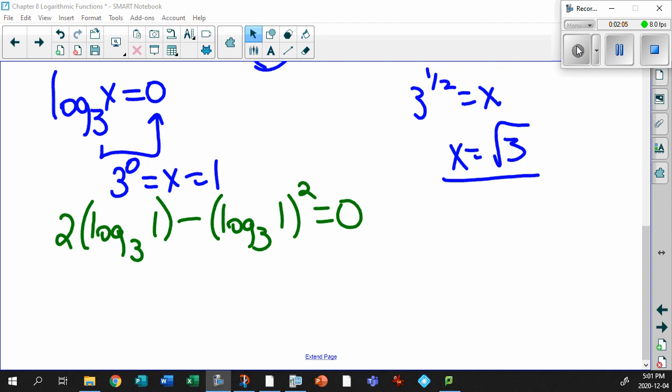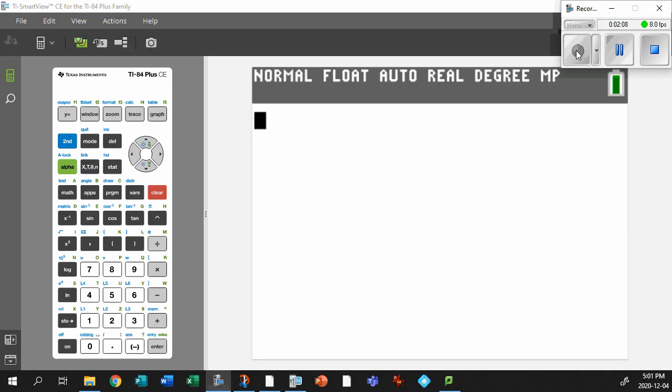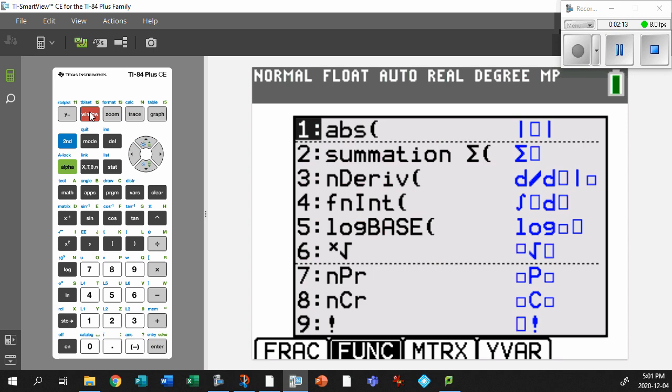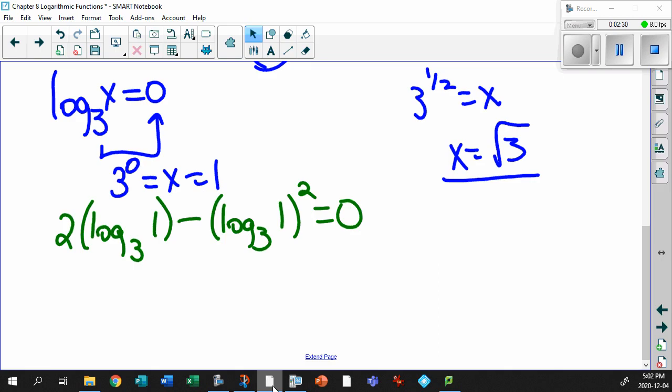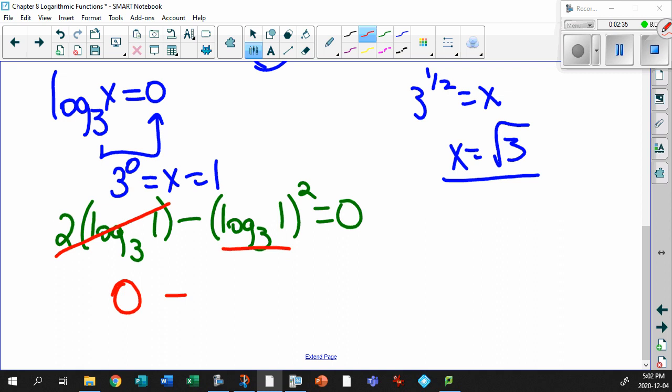Let's go. Log base 3 of 1. It's going to give me a number. 0. Okay, log base 3 of 1 is going to give me 0. 0 cubed, 0 times 2, 0. So in fact, guess what? That's 0. So log base 3 of 1 again is going to give you 0. 0 squared is going to give you 0. 0 minus 0. Oh my goodness, that worked.